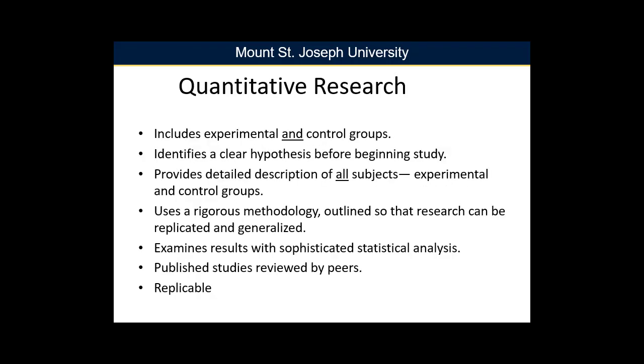We are going to review the different quantitative research designs described in ESSA. Overall, quantitative research includes experimental and control groups, identifies a clear hypothesis before beginning a study. It provides detailed descriptions of all subjects, experimental and control groups, uses a rigorous methodology outlined so that research can be replicated and generalized. It examines results with sophisticated statistical analysis, and we want to look at research that's published in a peer-reviewed journal.